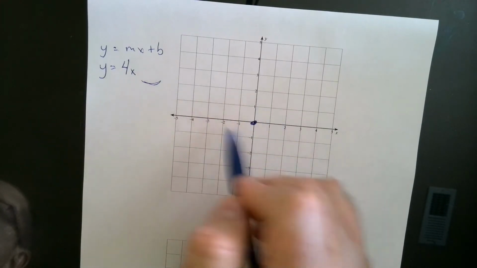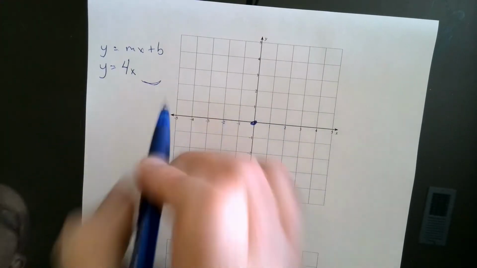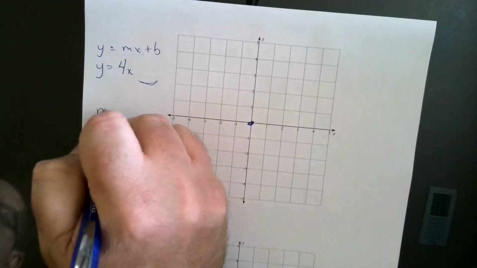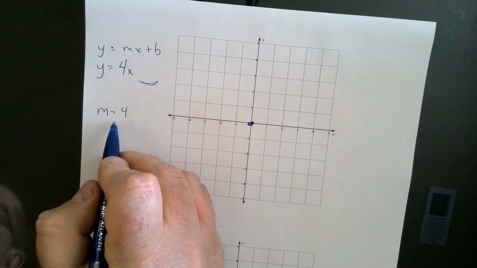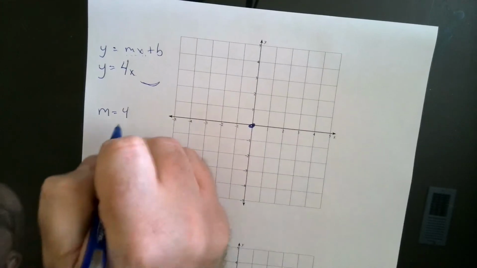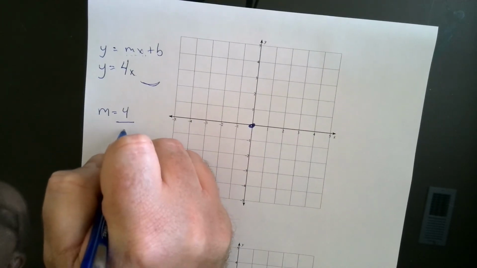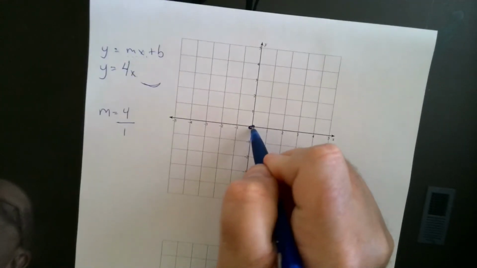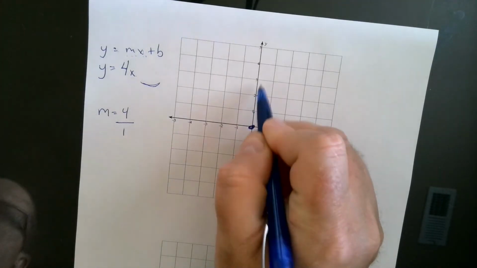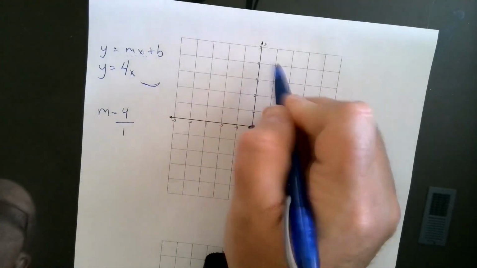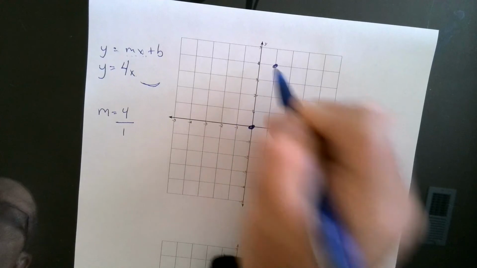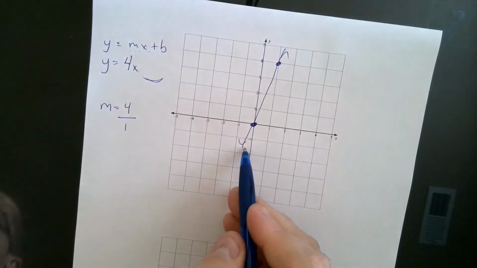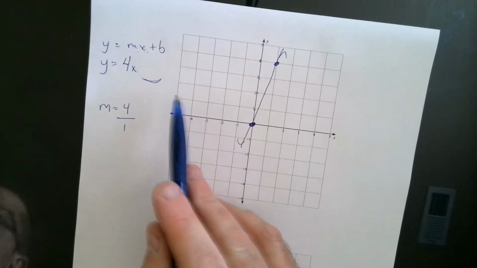Well, what's my movement? What does my slope tell me to do? Well, once again, the slope always sits right in front of your x. Okay, so right now we have a slope of 4. Once again, we want that to be a fraction, so we put it over 1. Okay, so from here, we're going to move up 4 times. 1, 2, 3, 4, and go right 1. And then there is the graph of y equals 4x.